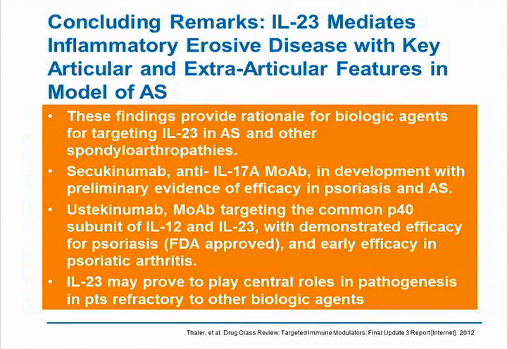And then there's another agent, ustekinumab, called Stelara, which targets that common subunit, the P40, that's shared between IL-12 and IL-23. And this has actually shown very significant efficacy in psoriasis and led to its FDA approval for psoriasis, and is now being examined in other diseases. So a number of monoclonal antibodies are now in development for specifically targeting IL-23. And I think that these studies may help us better understand pathogenesis, and particularly in individuals that have diseases that have proven refractory to available agents.